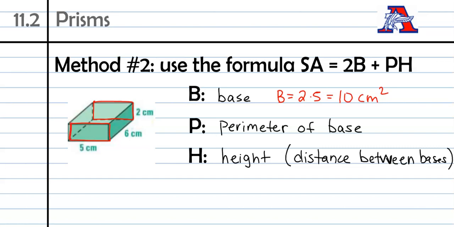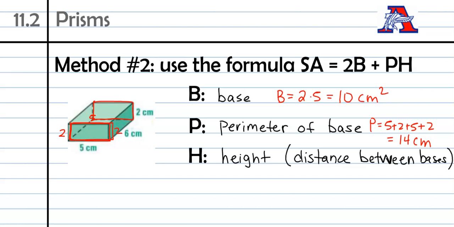Okay, perimeter of the base. So if we just choose one of these red bases, perimeter is the distance all the way around. So we have 5 plus 2 plus 5 plus 2, which is what, 7 and 7, which is 14 centimeters. Not centimeters squared, just centimeters, because perimeter is just the distance around a shape. So 14 centimeters there. And then last one is the height.